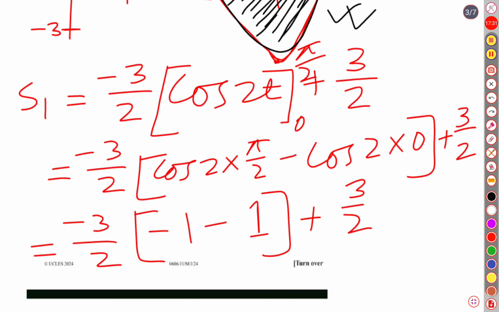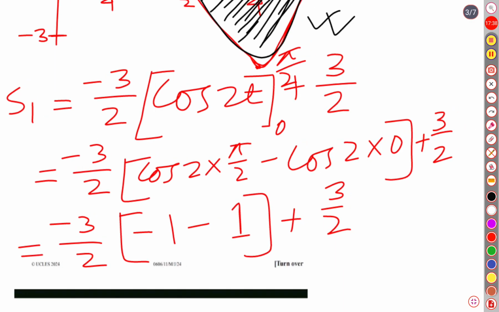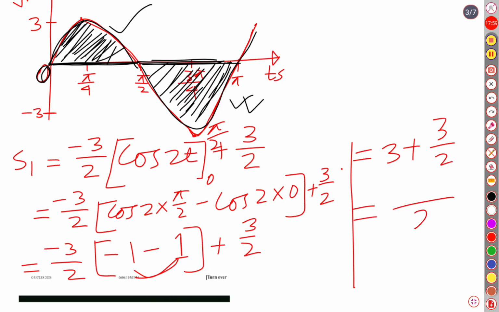So ultimately what is it going to be? Let me write just beside this, let me zoom it out. It is going to be negative 3 over 2 times negative 1 minus 1, which is negative 2, and negative times negative is positive, so it is actually 3, equal to 3 plus 3 over 2. If we simplify, 2 times 3 is 6, 6 plus 3 is 9, so 9 over 2. This is one part only.